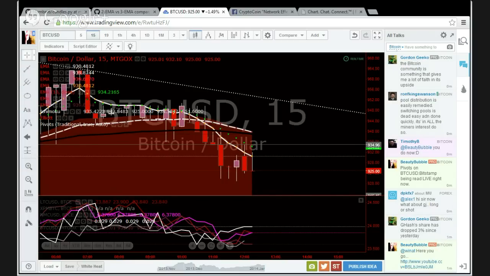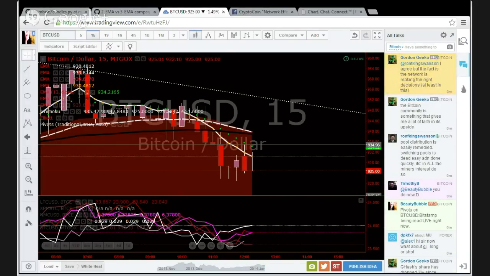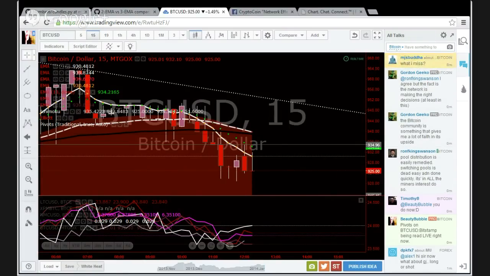The Bitcoin USD Bitstamp pair pivots are: your pivot is 812. Your resistance 1, 859. Your resistance 2, 896. Your support 1 at 776. Your support 2 at 728. Those are the pivots for the Bitstamp.